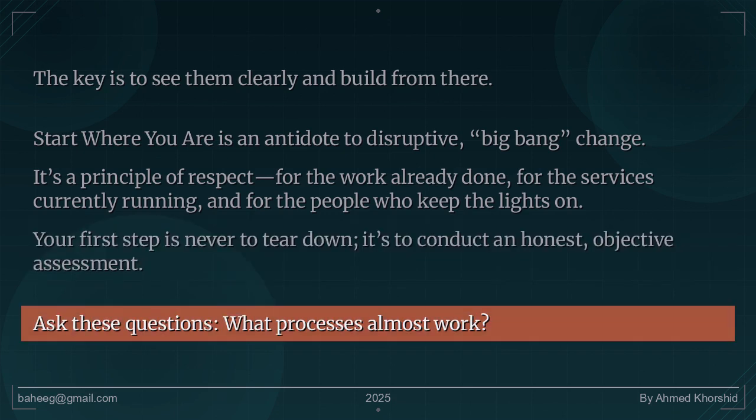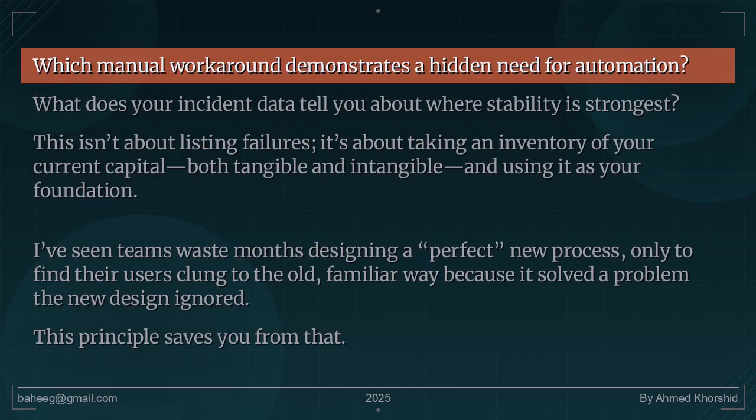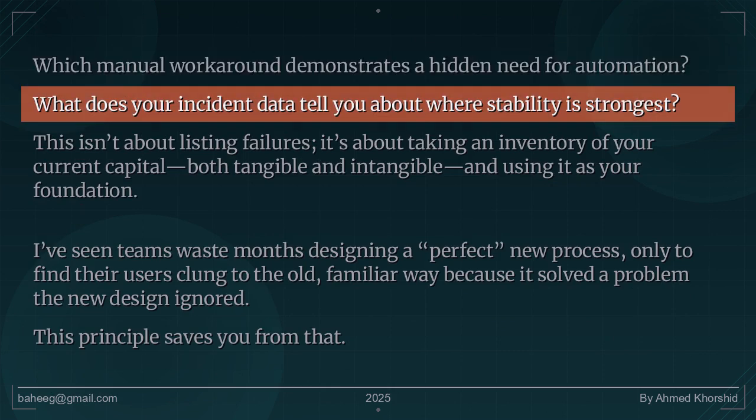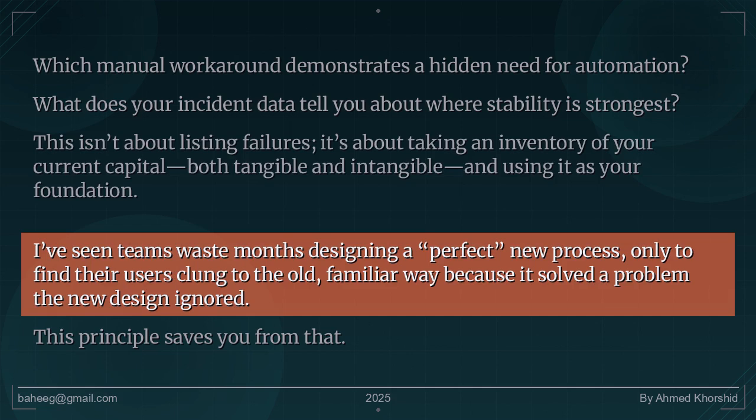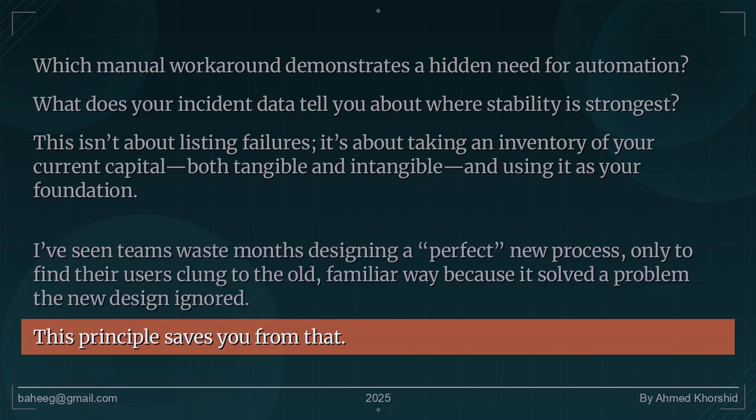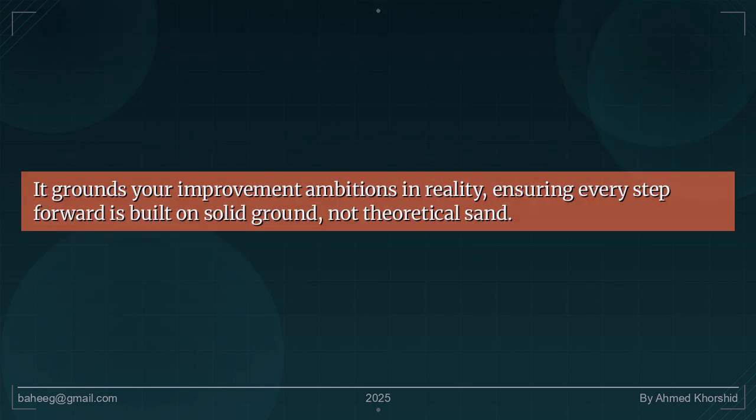Ask these questions: what processes almost work? Which manual workaround demonstrates a hidden need for automation? What does your incident data tell you about where stability is strongest? This isn't about listing failures, it's about taking an inventory of your current capital, both tangible and intangible, and using it as your foundation. I've seen teams waste months designing a perfect new process, only to find their users clung to the old, familiar way because it solved a problem the new design ignored. This principle saves you from that. It grounds your improvement ambitions in reality, ensuring every step forward is built on solid ground, not theoretical sand.